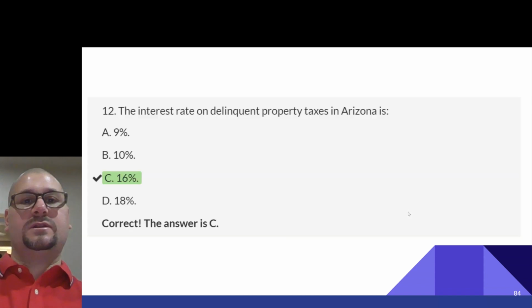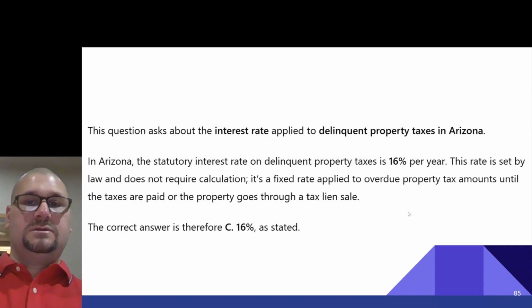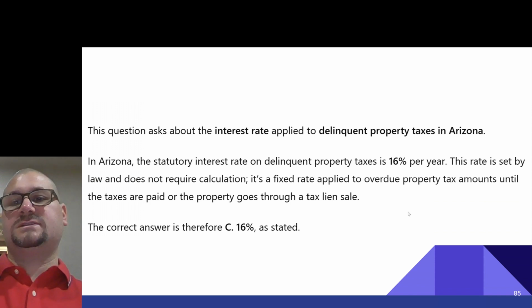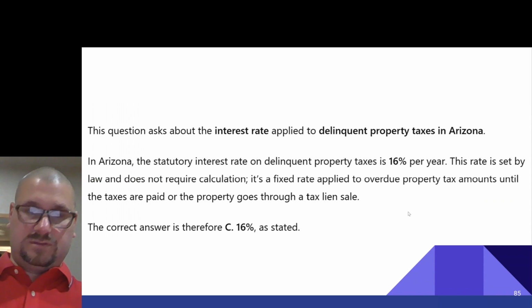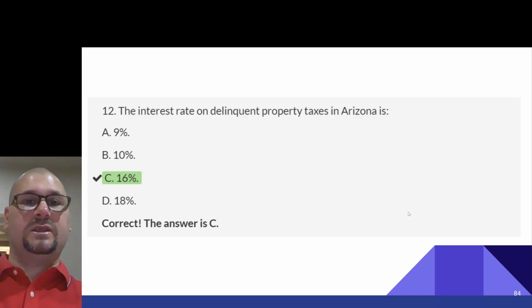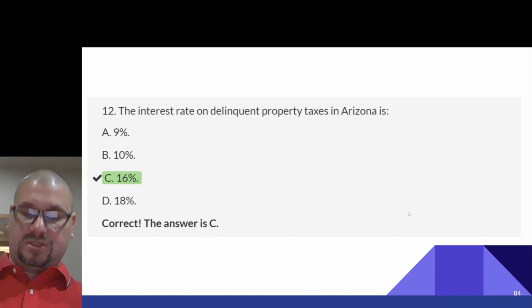So the interest rate on delinquent property taxes in Arizona is 16%, right? In Arizona, the statutory interest rate on delinquent property taxes is 16% per year. This rate is set by law and does not require calculation. So it's set by the law. It's a fixed rate. There's no calculation on this.